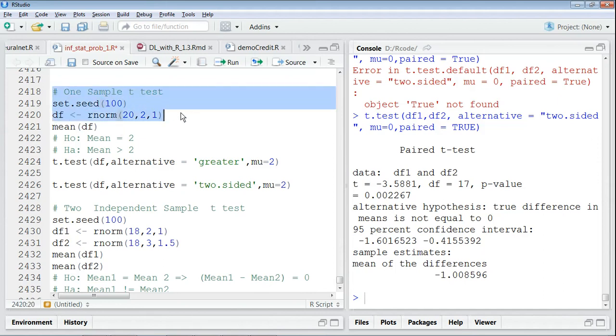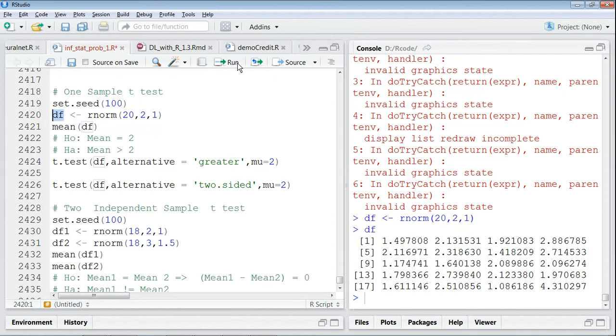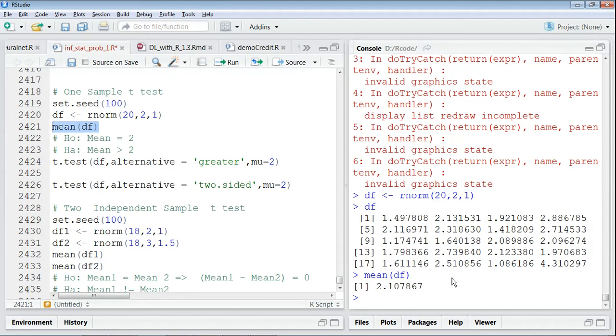Let us execute this and see what happens. Now let's view the value stored in this vector df. We could see that 20 observations got generated. Let us see the mean value for these observations. It is 2.107. Since this is a sample, the mean is a little different from the population. My population mean is 2, and this mean is a little different from the population from which the sample has been taken.